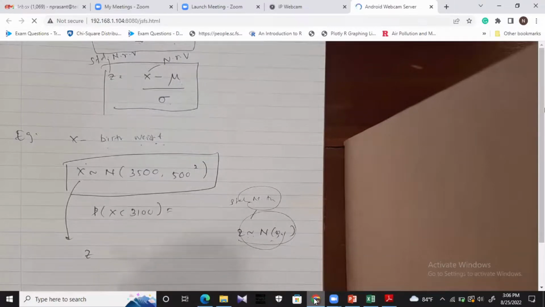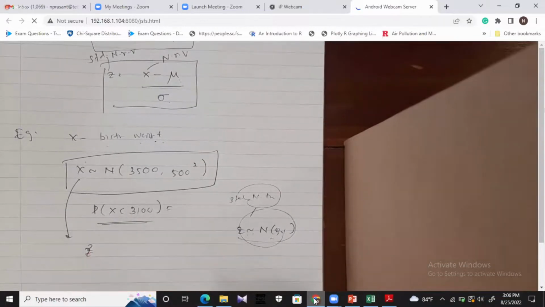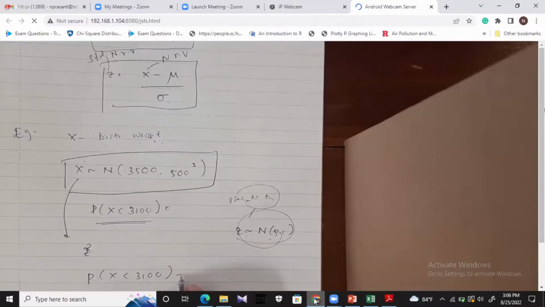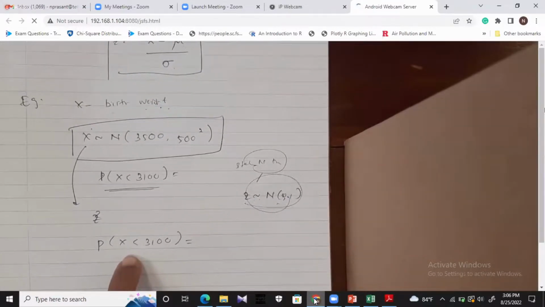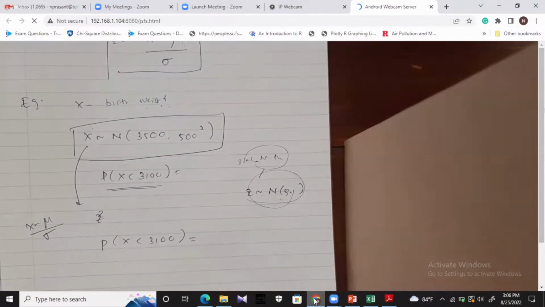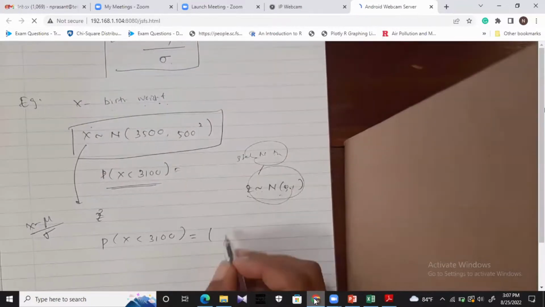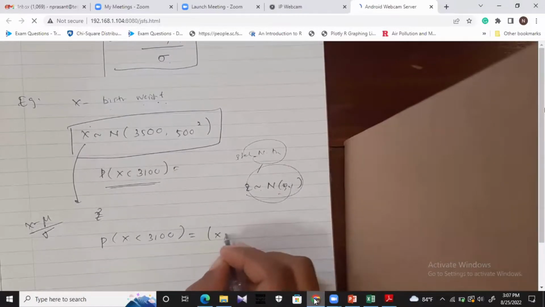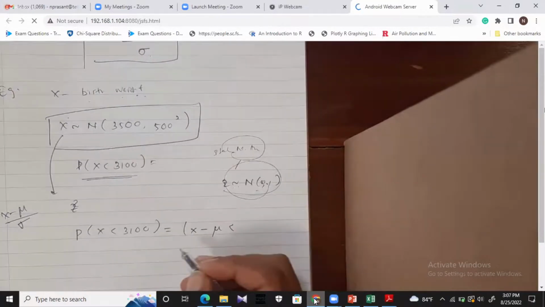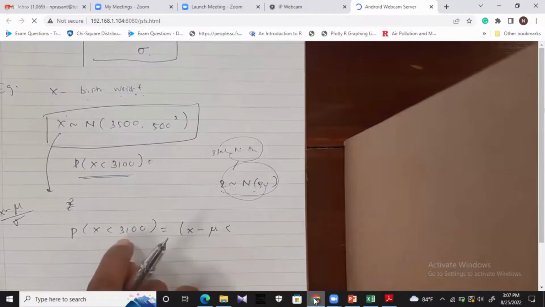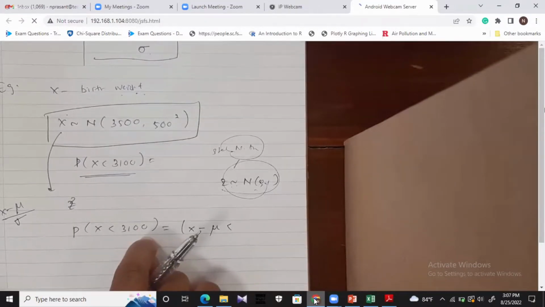How? Do it with me. We need to find this probability now. Write that probability: X less than 3,100. Now we are going to standardize. What is the procedure to standardize any normal random variable? X minus mu over sigma. Now I'm writing x minus mu less than... If I do any change to x, I have to do the same change to 3,100 as well, no?